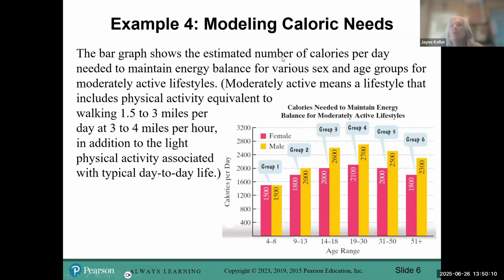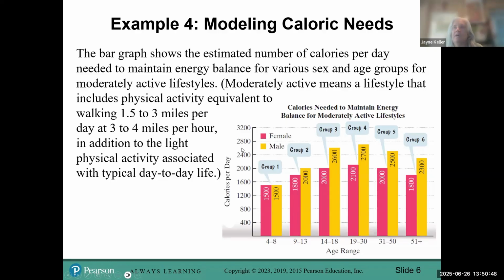And here we have an example for a variety of age ranges, so 4 to 8, 9 to 13, and so forth, up to 51 and above. And notice that they are given group numbers. So this is group 1, 4 to 8-year-olds, group 2, 9 to 13-year-olds, and so forth. And then in the pink bar, we see the calorie needs to maintain energy balance for a moderately active lifestyle, which they're defining as walking between 1.5 and 3 miles per day at a rate of 3 to 4 miles per hour, and then doing some light physical activity.